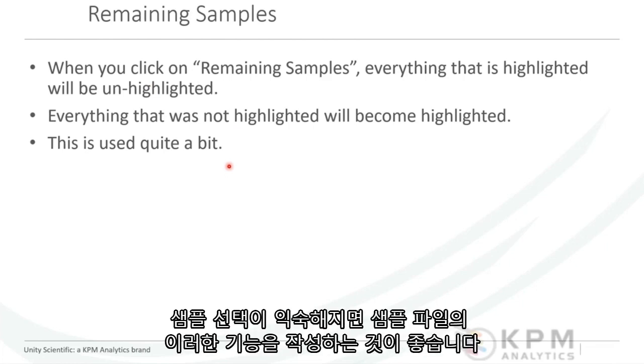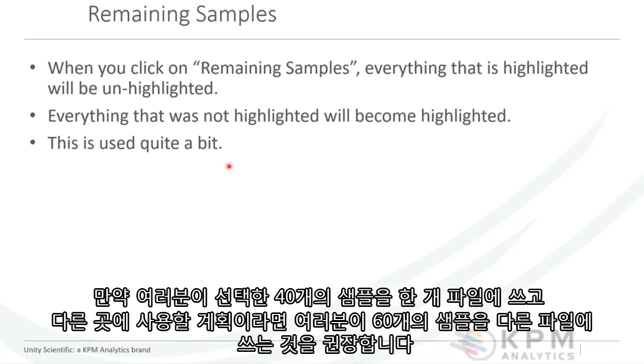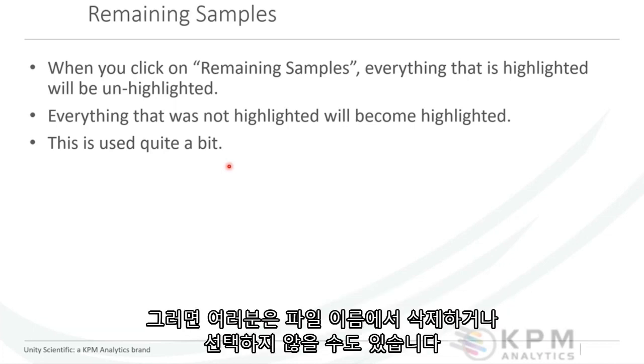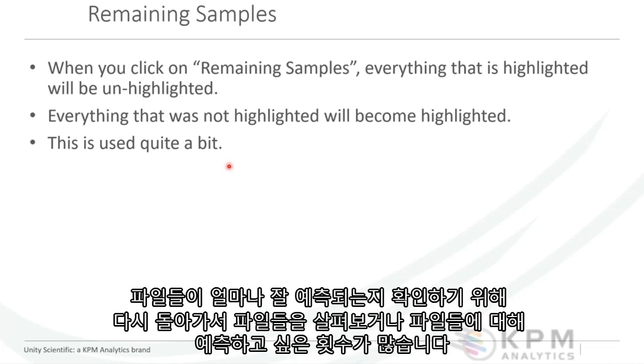And as you're getting used to these sample selection routines, I would encourage you to write out these fractions of a sample file. For example, in the example I just gave, if you've got 40 samples that you've selected and you wrote to a file and you plan to go on and use, I would encourage you to write those 60 samples to another file, and you might say deleted or not selected in the file name. It's surprising the number of times that you want to go back and look at these files, or you might want to predict against these files just to see how well they predict.